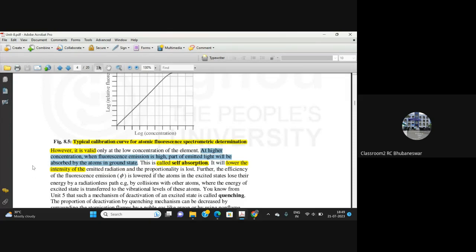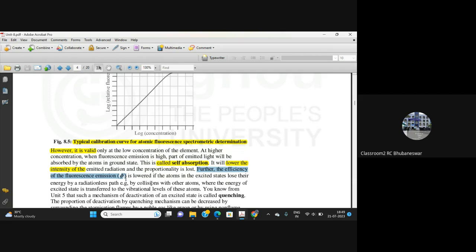Last class we discussed this. Self-absorption is a very important factor, along with reduction or quenching of the fluorescence intensity. So it will lower the intensity of the emitted radiation, and the proportionality is lost at higher concentration.